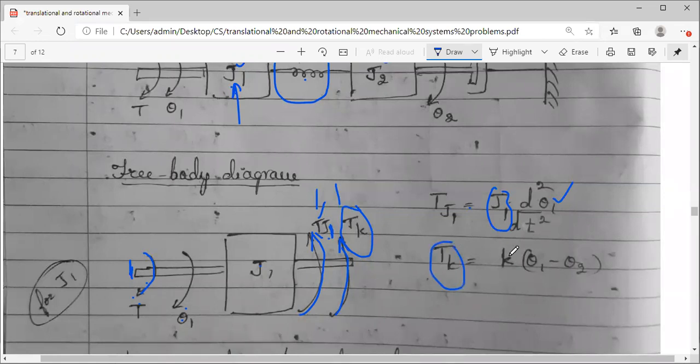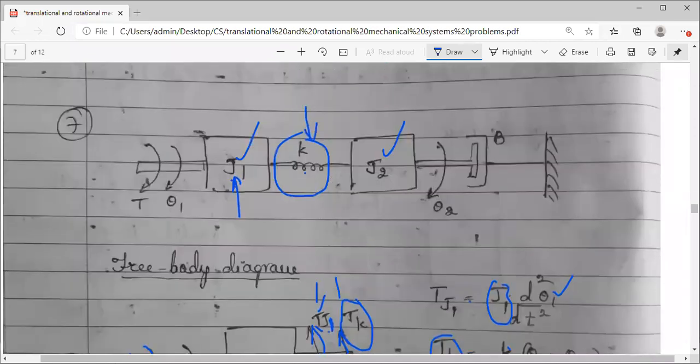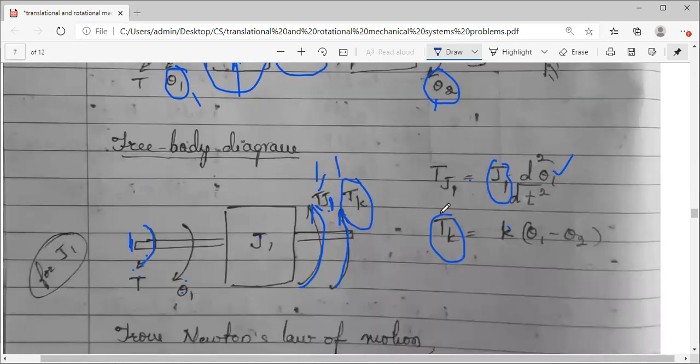Then what is Tk? Spring constant. K into, check the position of this spring. It is between 2 elements. Okay, that is both sides are free. So if that is the case, I have to take theta 1 minus theta 2. Okay, why it is theta 1 minus theta 2? Why not theta 2 minus theta 1? Because I am writing the equations for first body J1. इसीलिए आपको theta 1 पहले लेना पड़ेगा, minus theta 2 करना पड़ेगा. If I take for J2, it will become reverse, theta 2 minus theta 1.